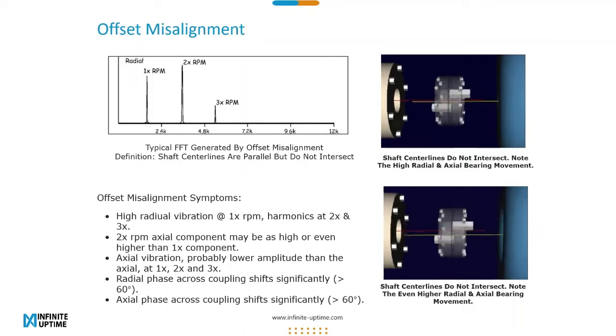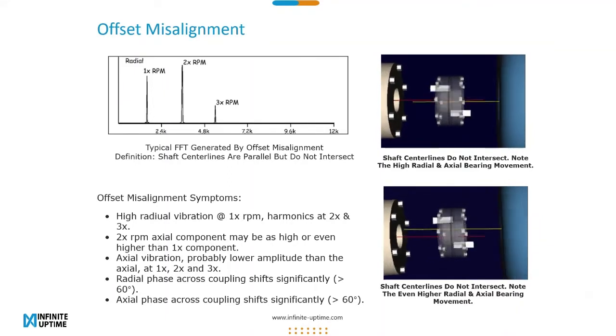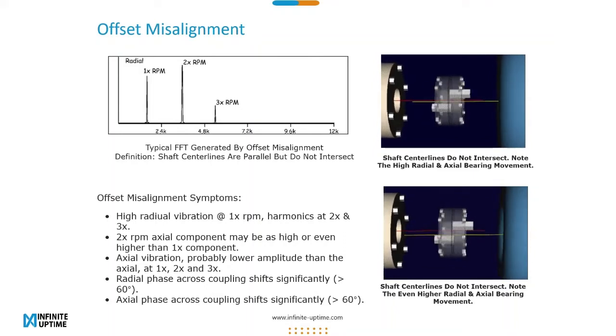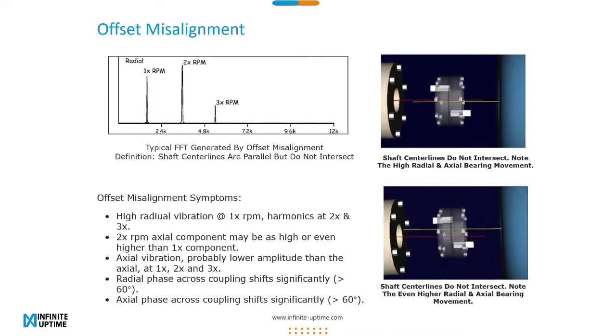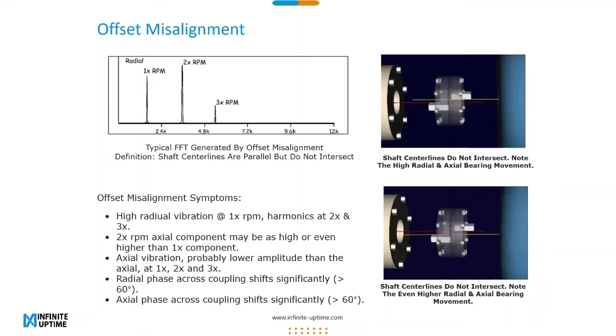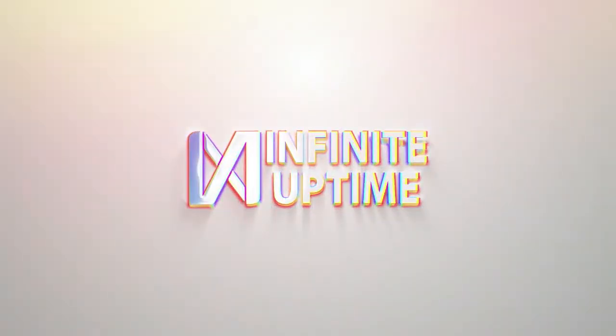Radial phase across the coupling shifts significantly, that is, greater than 60 degrees. Axial phase across the coupling shifts significantly, that is, greater than 60 degrees. The animations on the right hand side would make it easier to understand.